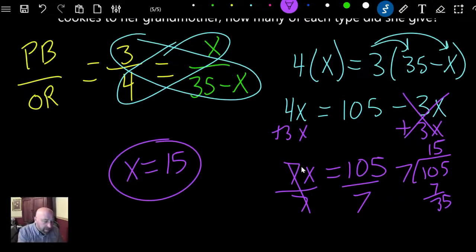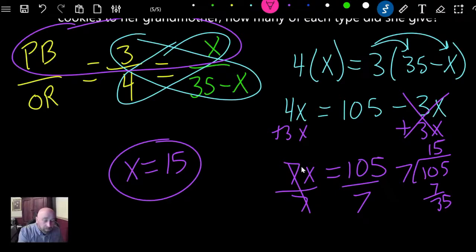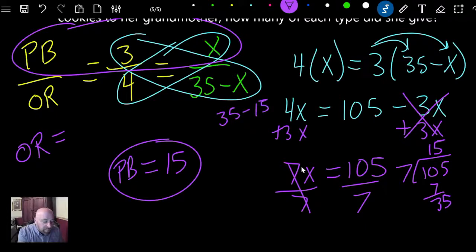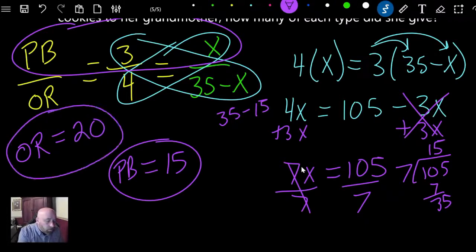Now, you got to ask yourself the question, what was x? Go back and look at it. X was peanut butter. That's one of the reasons why we keep them together, is so that we know what they are when we're done. So, peanut butter, and I'm going to change this from x to peanut butter. PB equals 15. How do we find our oatmeal raisin? We take our 15 and we plug it into this. 35 minus 15 equals, we had 20 oatmeal raisin. Okay, so there's your solution. 20 oatmeal raisin and 15 peanut butter. Add those up, and you get back to your 35.